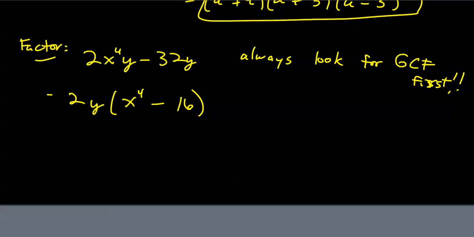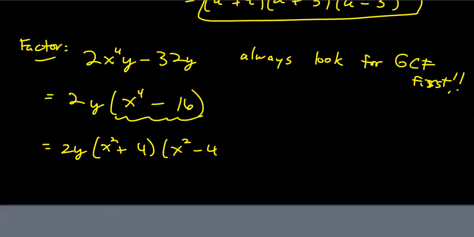Alright, so we factored once with the GCF factoring. Now I'm going to factor again with a difference of squares factoring. So I'll have 2y times x squared plus 4 times x squared minus 4. Alright, so I've factored twice in this problem so far. This is prime. Again, sum of squares is always prime, but again I can factor a third time here.